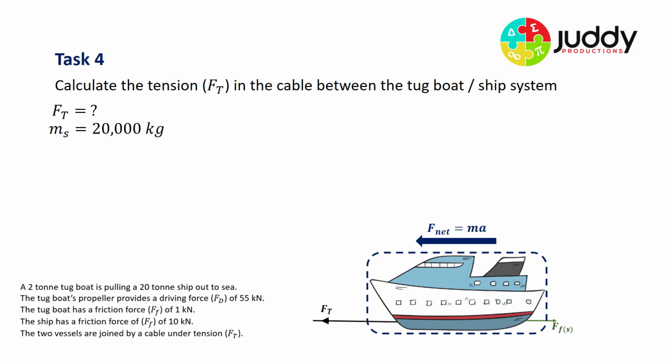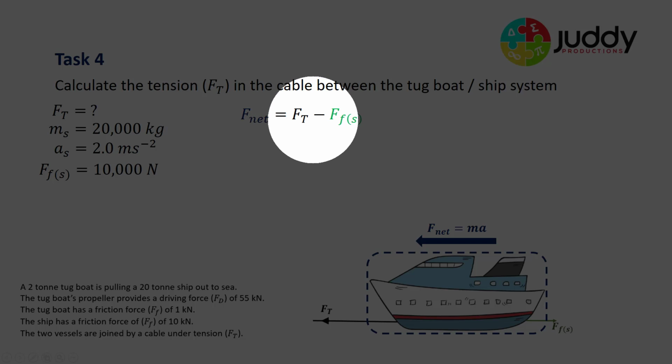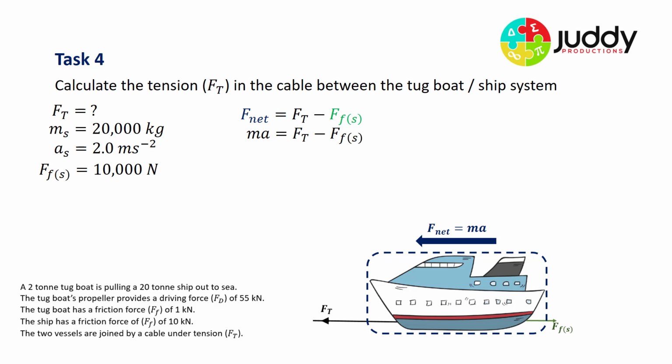We know the mass of the ship is 20,000 kilograms, or 20 ton. We just calculated the acceleration of the system, and therefore the ship is 2 meters per second, and we know the frictional force of the ship is 10,000 newtons. So the net force is equal to the tension minus the frictional force of the ship. Net force can be expressed as ma, Newton's second law, so that's equal to the force of the tension, take away the force of the friction of the ship.